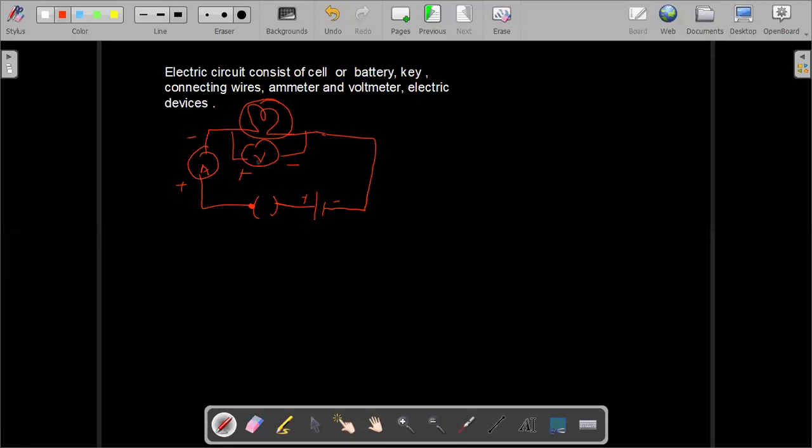We'll study more about these circuits later on in this chapter. We'll be representing electric devices with the symbol resistance. A resistance is generally represented by this symbol. This we call the resistance. Whenever we call it a resistance, it can represent any device, for example, fan, bulb, whatever. So it is generally represented by resistance in the circuit.